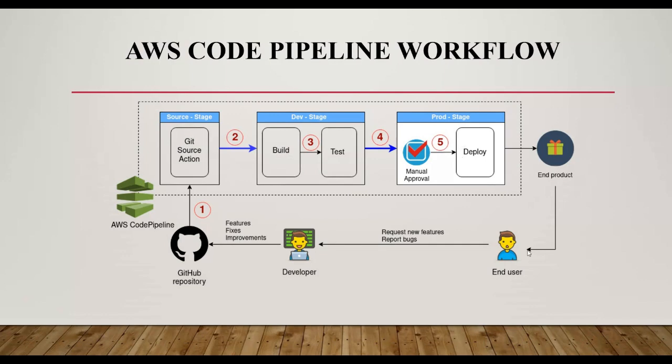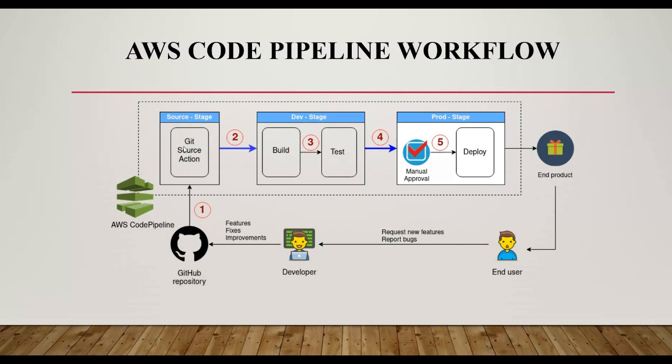Then it goes to the end user, who starts reporting the bugs. The developer needs to implement the code again and improve the features. Then it goes again with the same steps from the source action. So this is how it works, from the source action through CodePipeline.